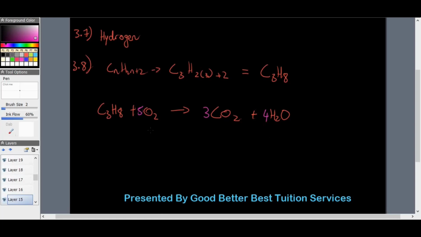The only thing unbalanced were my oxygens. On the right, I had 3 times 2, which is 6, and 4 times 1, which is 4. 6 plus 4 is 10. So I had to put a 5 in front of O2 to balance out my oxygens. So I actually have now 10 and 10 on each side. My equation is balanced, and so we'd get 3 marks for that. Easy come, easy go.